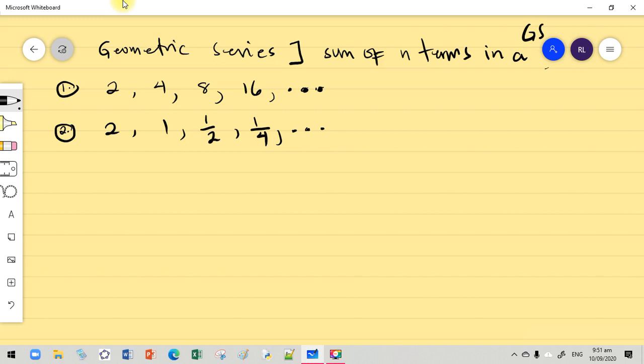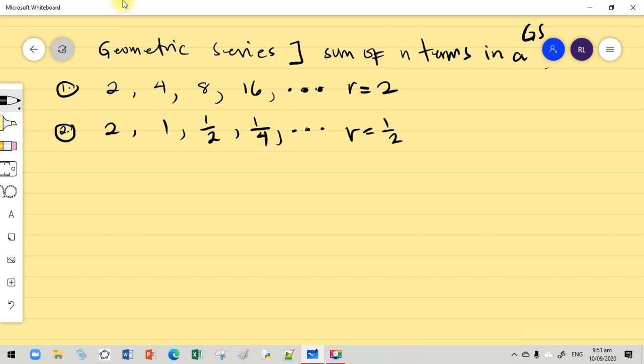So here we have two examples of a geometric sequence. We have 2, 4, 8, 16, and obviously r here is 2, and the number 2 example is 2, 1, 1 half, 1 fourth, and r is 1 half. Okay, so what we are going to do is get the sum of some n terms for this sequence, and let's take a look at number 1.